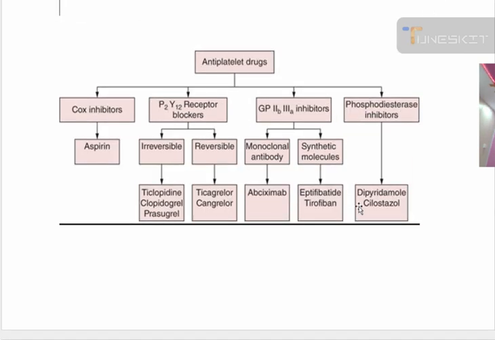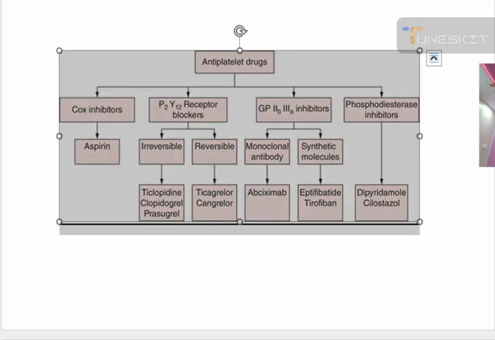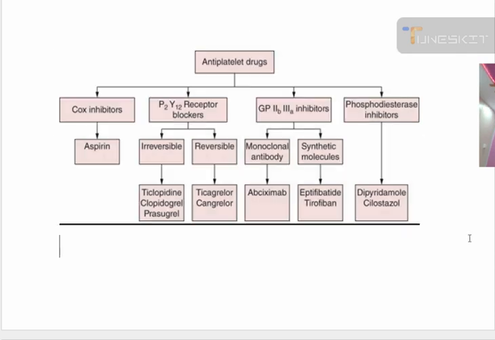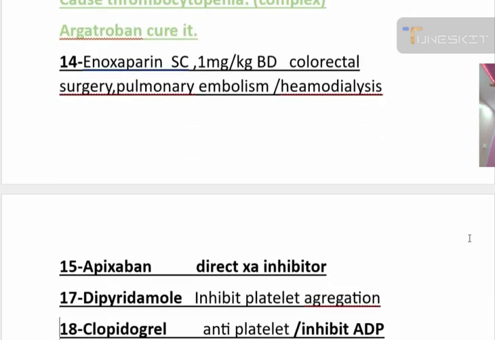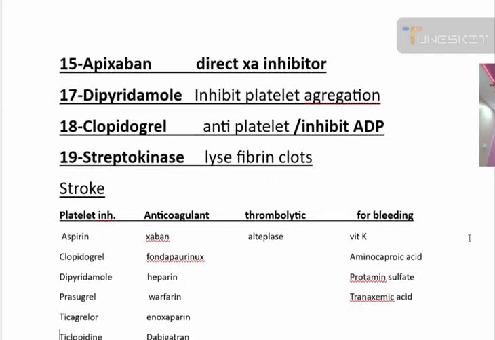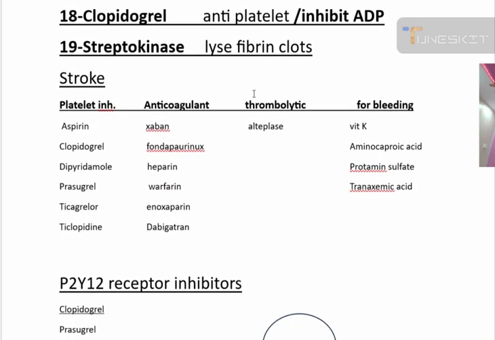The other classification is of calcium channel blockers. That one is also a very important classification. So first of all, you have to see the antiplatelet drugs. Antiplatelet is basically one of the classes of drugs used for clot lysing. So this is the antiplatelet class.